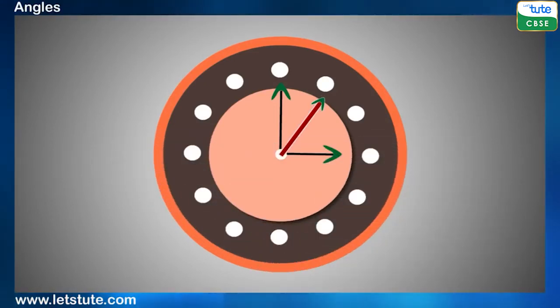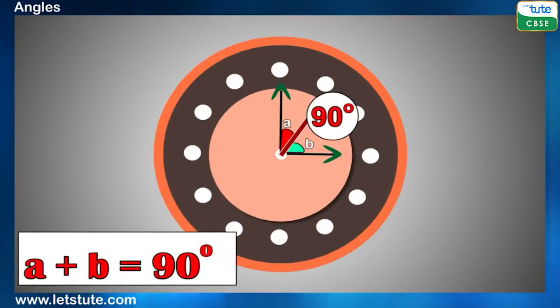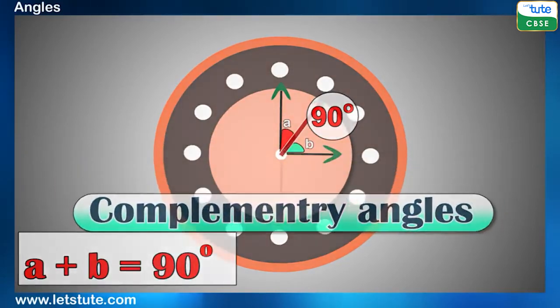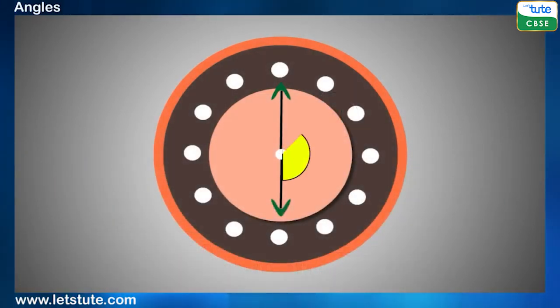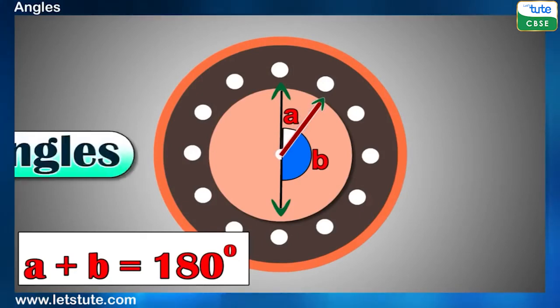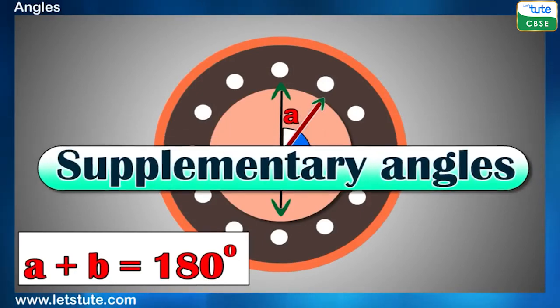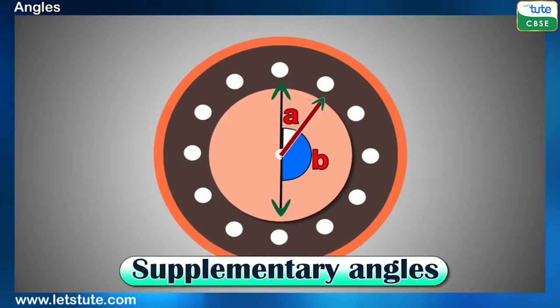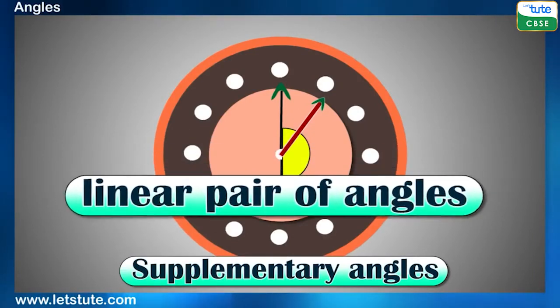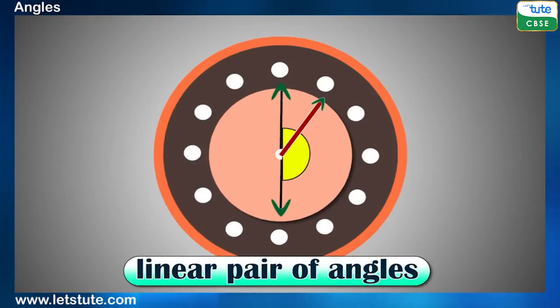Now, when the addition of these adjacent angles is 90 degrees, these angles are called complementary angles. And when a straight line angle is cut by another ray, these angles are called supplementary angles. Well, supplementary angles are also called a linear pair of angles. Linear because they lie on a straight line, and there are two angles, hence a pair.